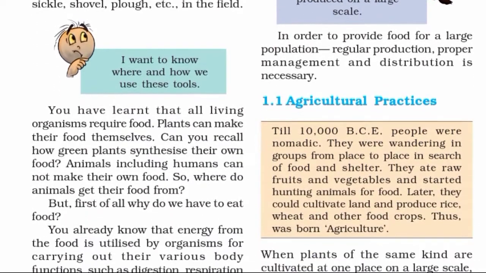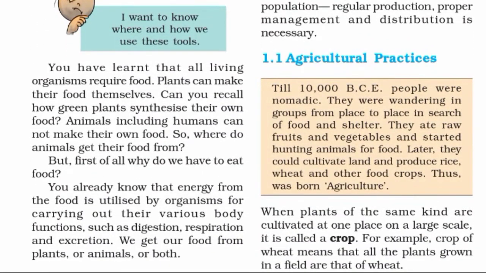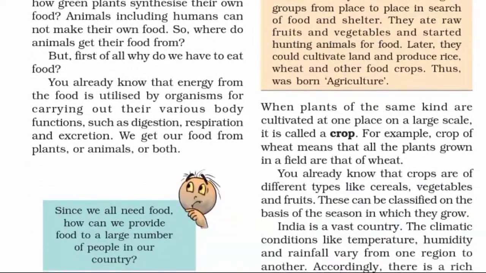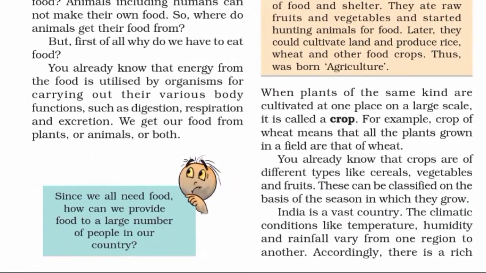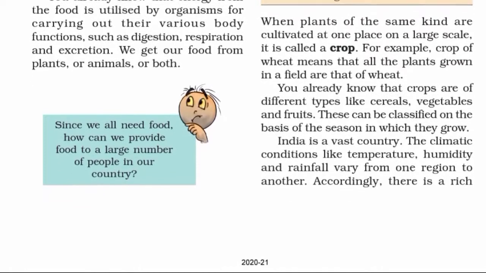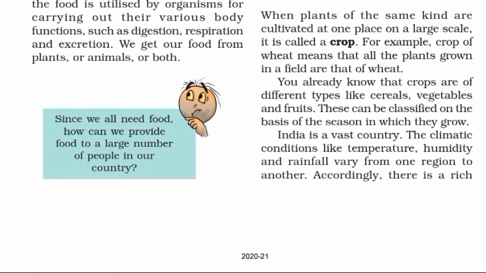1.1 Agricultural Practices. Till 10,000 BCE, people were nomadic. They were wandering in groups from place to place in search of food and shelter. They ate raw fruits and vegetables and started hunting animals for food. Later, they could cultivate land and produce rice, wheat and other food crops. Thus was born agriculture.